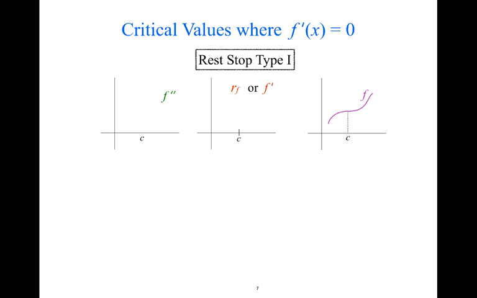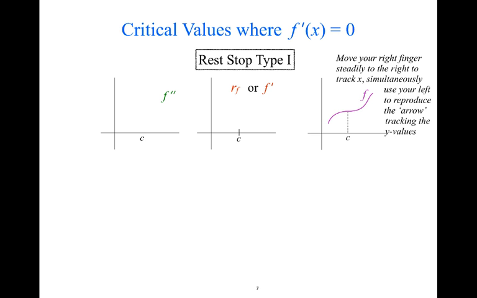How can we characterize this rest stop? So use your finger as the arrow, right? Imagine x increasing, use your finger as the arrow. What's it going to do? Okay? Use your right finger to track x, and use your left finger to be the y-axis arrow. And do it, and then come up with what characterizes a rest stop of type 1. So you can put your fingers right there on the page.